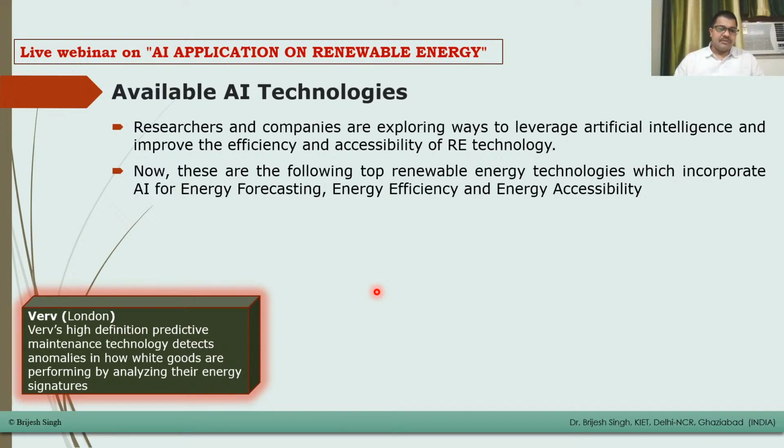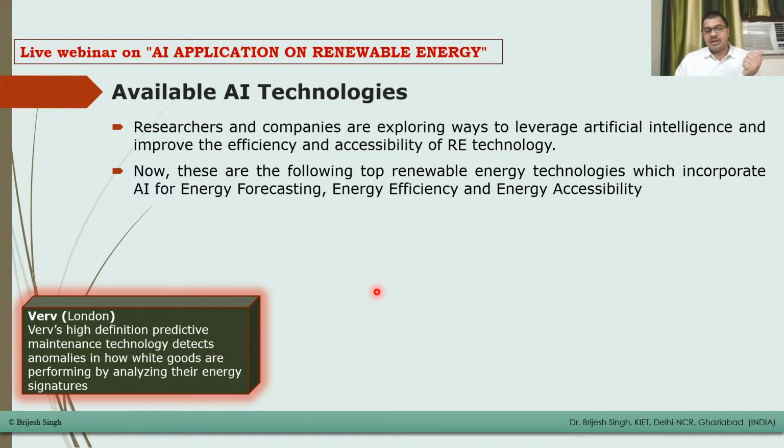Then Verve is a high definition predictive maintenance technology that detects anomalies in how well goods are performing by analyzing their energy signature. Every device has its own energy signature, and by processing those energy signatures you can get a variety of analytical data, which can be useful for the operation, control and maintenance of any renewable energy system.